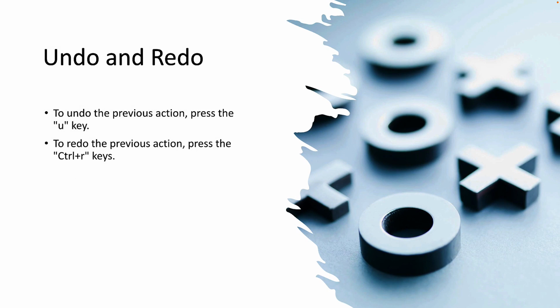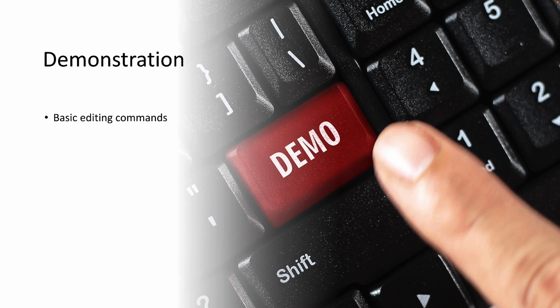The next set of commands we're going to look at is undo and redo. To undo the previous action, press the lowercase u key. To redo the previous action, press the Control R key. So that's a pretty simple set. So let's go ahead and look at our demonstration. We're going to run through all of those groups here of the basic editing commands and give you an idea how to do it hands-on.